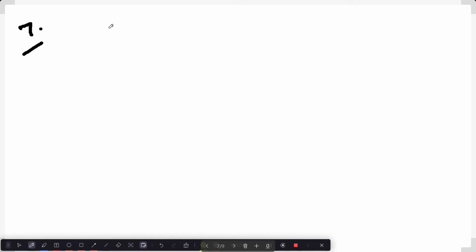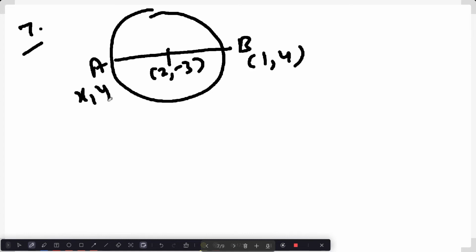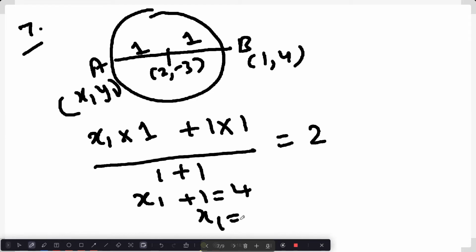Find the coordinates of point A, where there is a circle. A एक point है. A, B. वो बोल रहा है find the where AB is a diameter whose center is (2, -3) and B is (1, 4). So basically you have to find x1, y1, right? 1:1 का रेशियो है. x1 into 1 plus 1 into 1 upon 1 plus 1 equal to 2. x1 plus 1 equal to 4. x1 equal to 3. So this point is 3 comma.